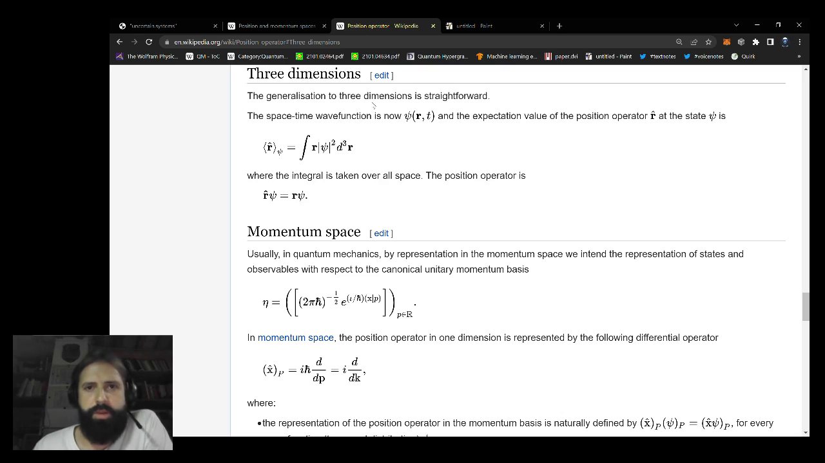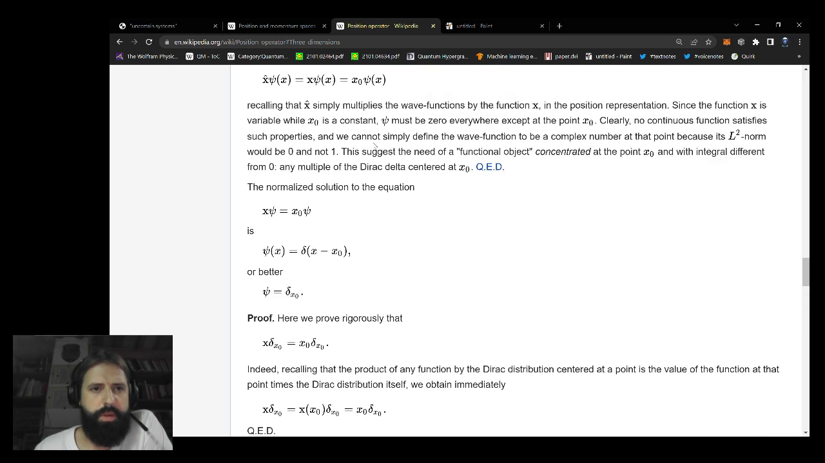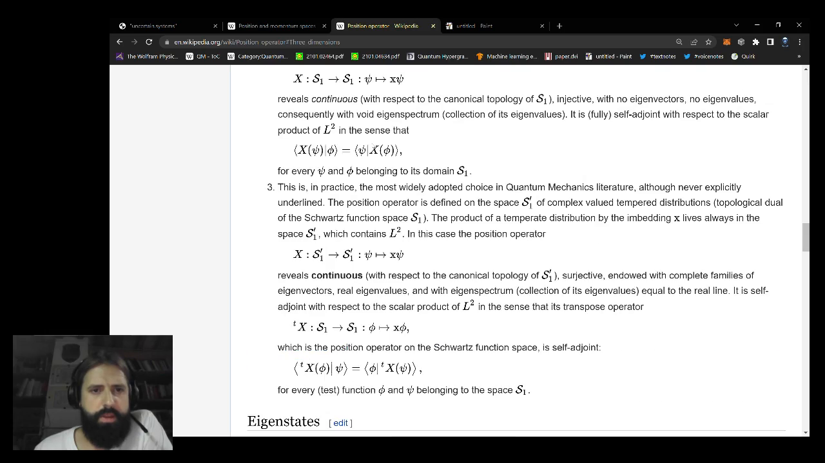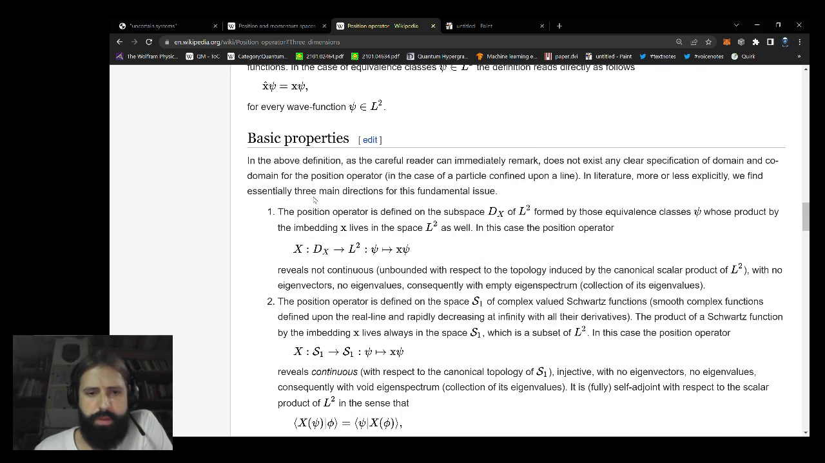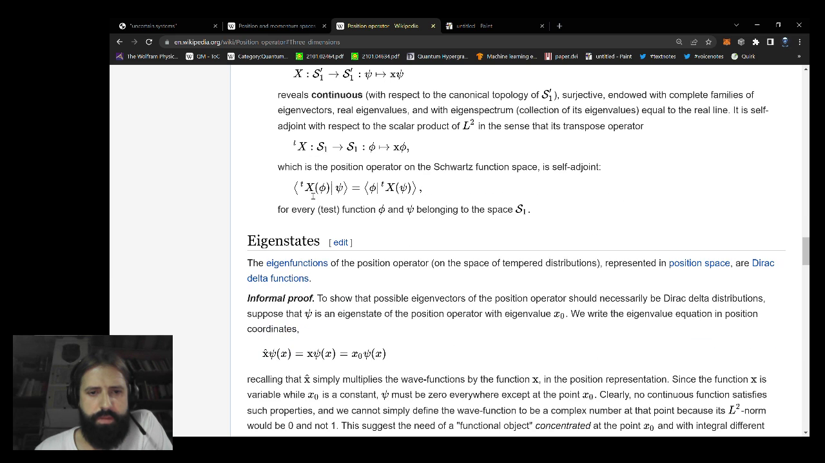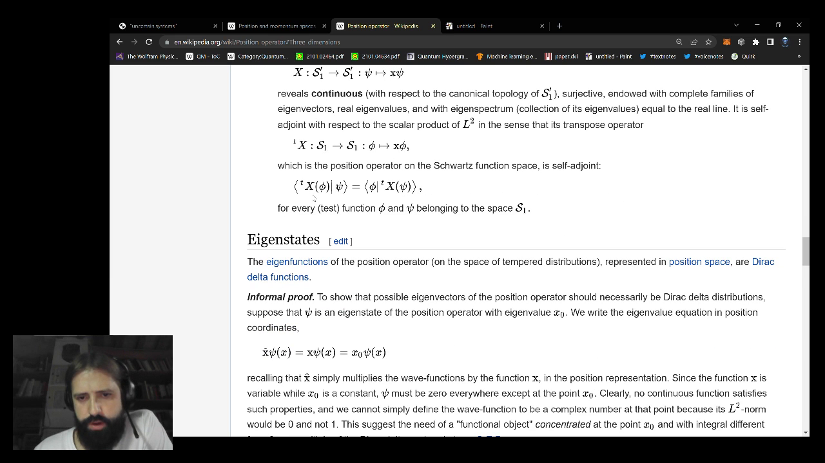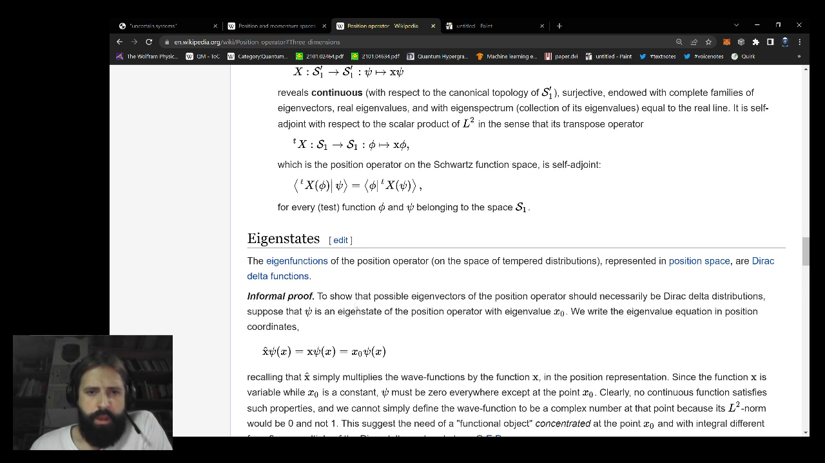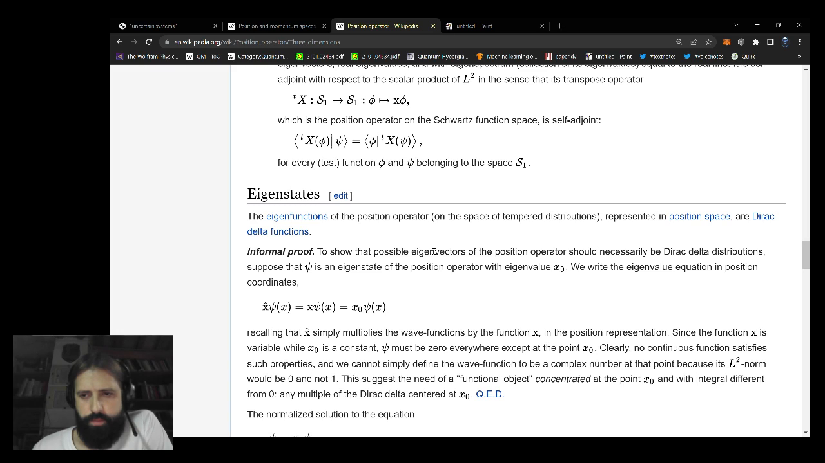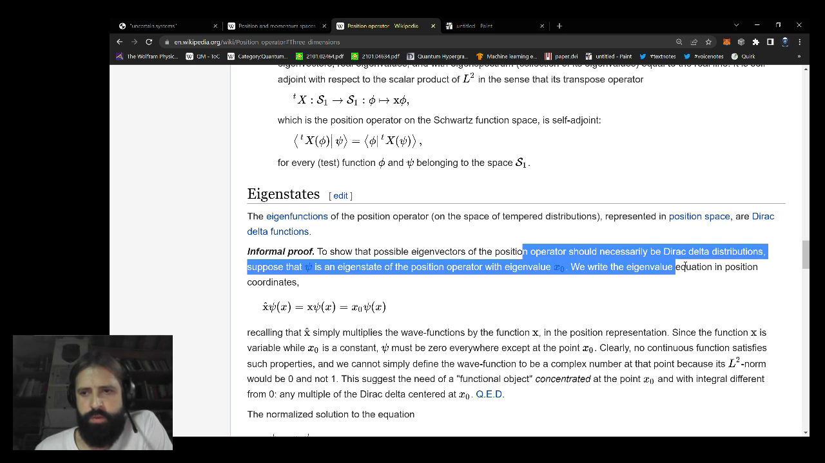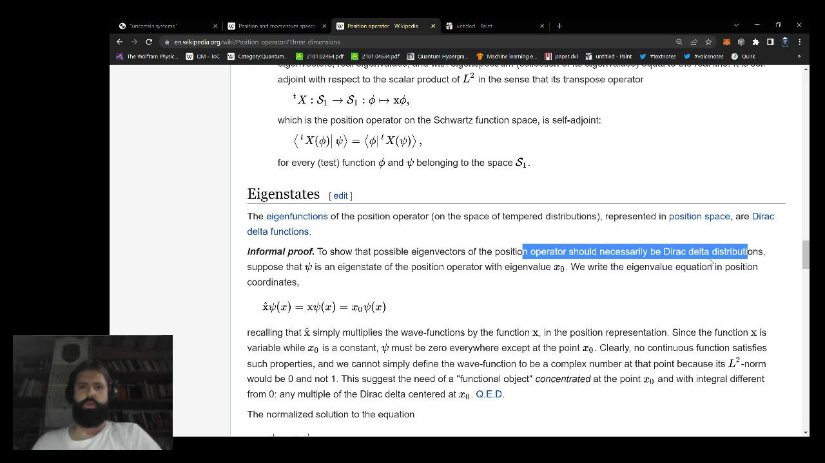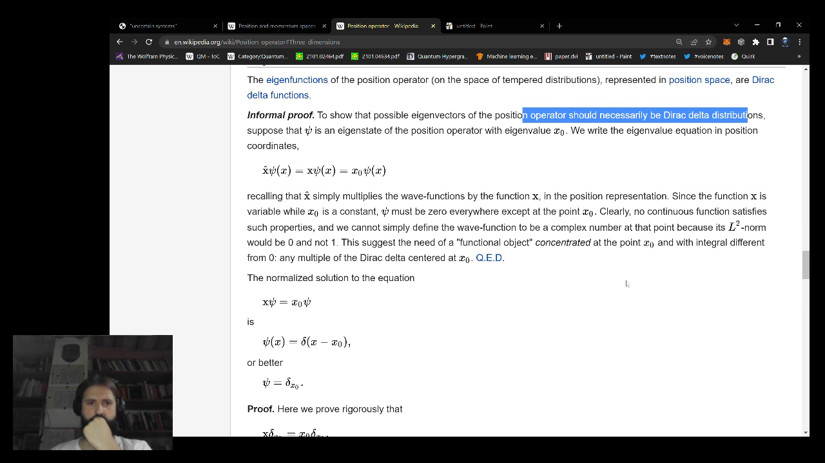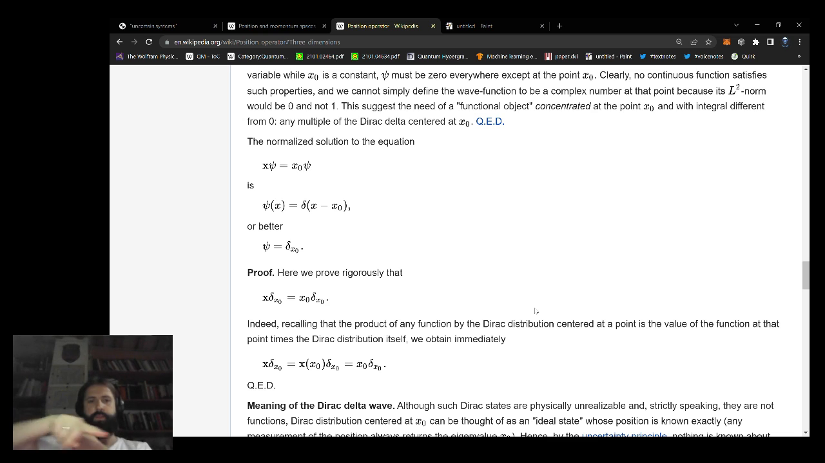Basic properties, eigenstates, three dimensions. The generalization to three dimensions is straightforward. Let's start from the eigenstates. Basic properties. The eigenfunctions of the position operator on the space of tempered distributions. Informal proof. Okay, so this is just a proof that the eigenfunctions should be delta distributions. It means that they are just like a big spike.